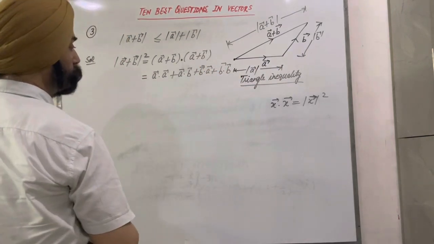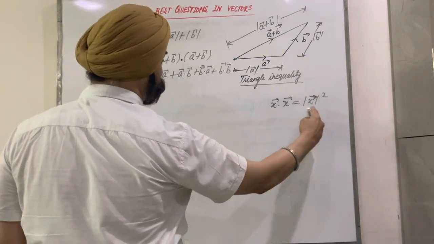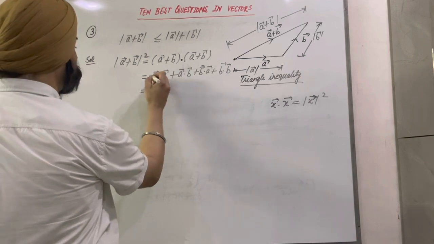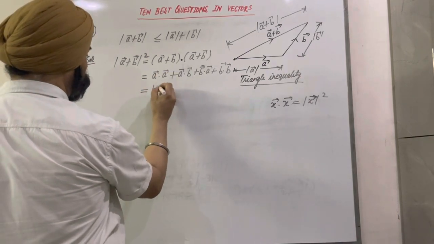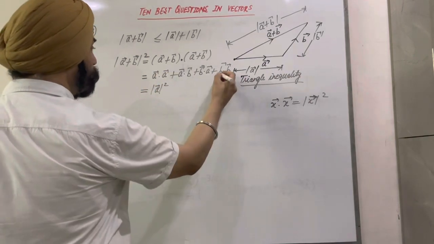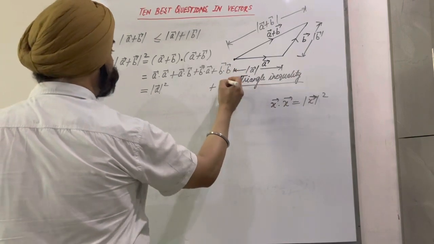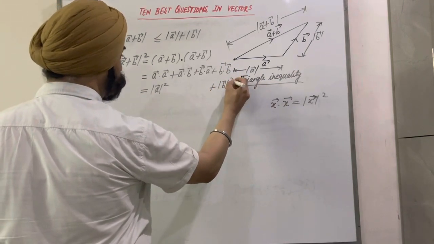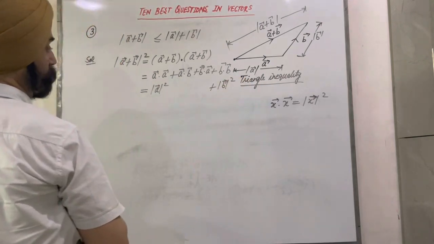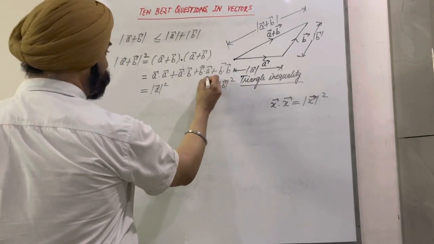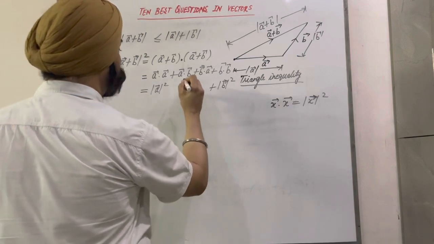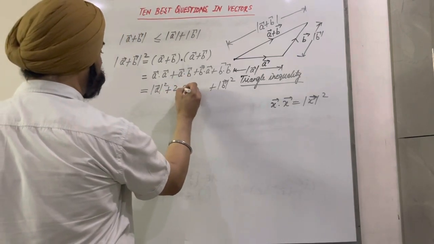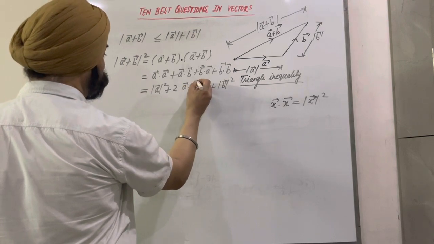This is the expansion. Now using x dot x is mod of x square in terms of vectors. For vector A dot vector A, I can write magnitude of vector A whole square. I can write the same for B dot B as well. Vector B dot vector B makes it magnitude of vector B whole square. So A dot B and B dot A, they are equal since dot product is commutative. So this is basically 2 times of vector A dot vector B.